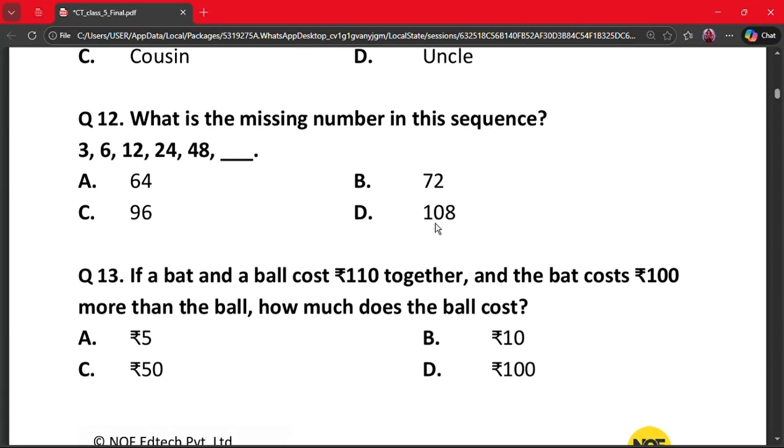Question number 12. What is the missing number in this sequence? 3, 6, 12. I'm really sorry. Let's go again.